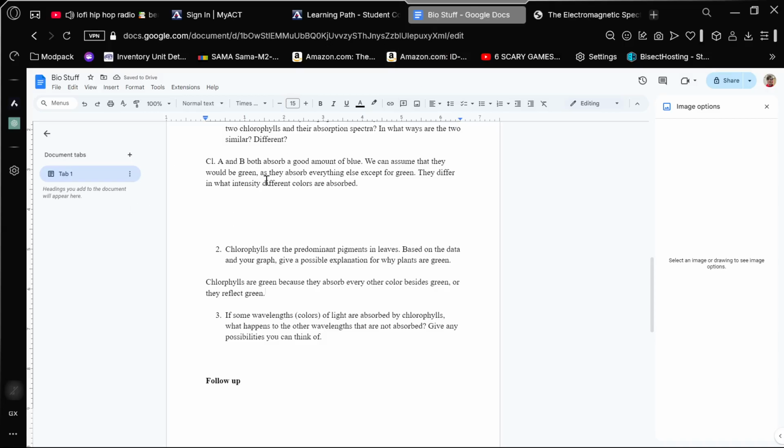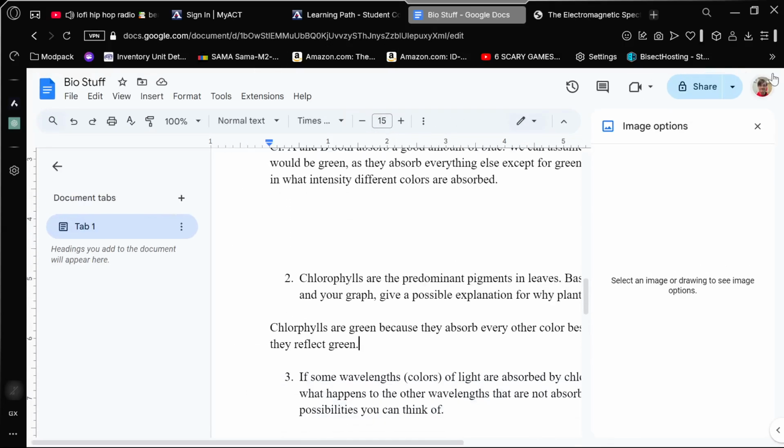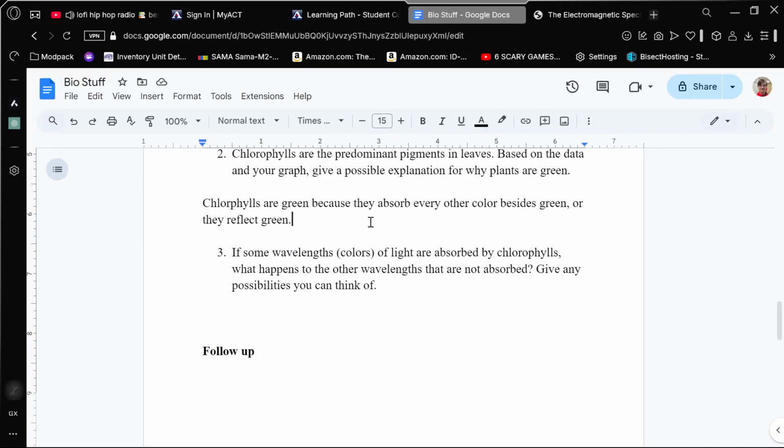Let me zoom in a little bit more for this. If some wavelengths of light are absorbed by chlorophylls, what happens to the other wavelengths that are not absorbed? Well, they're probably reflected. The wavelengths are most likely reflected if they're not absorbed, which explains something's color.